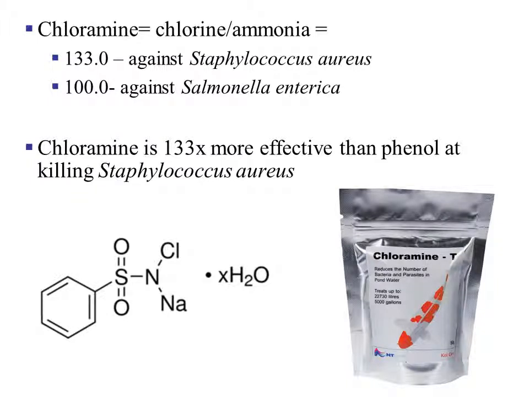Here is another example. Chloramine is a disinfectant that we discussed earlier, and it is composed of chlorine, which is a halogen, and ammonia. Collectively, those two chemicals will destroy bacteria. When it comes to killing Staphylococcus aureus, chloramine is 133 times more effective than phenol. In reference to Salmonella, chloramine is 100 times stronger than phenol.